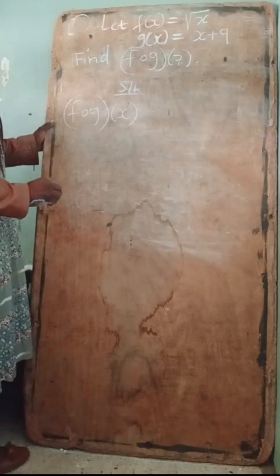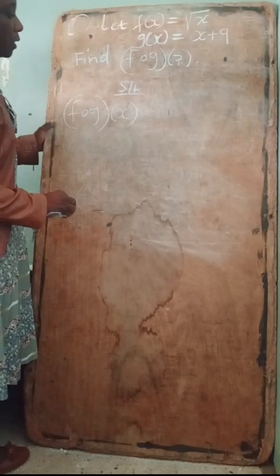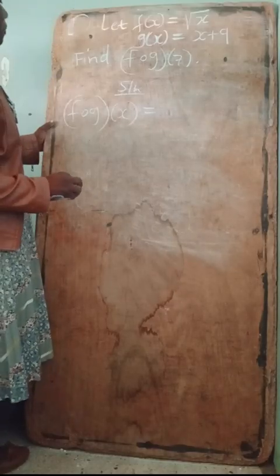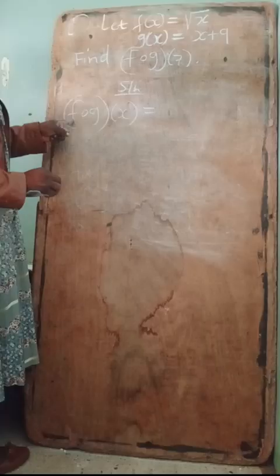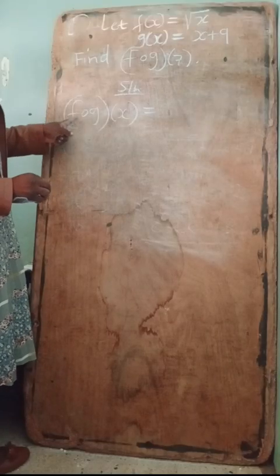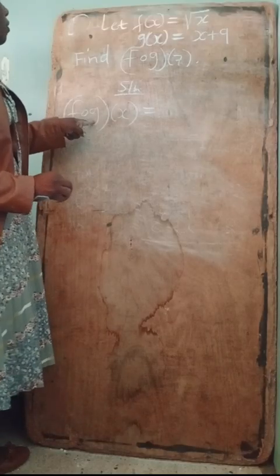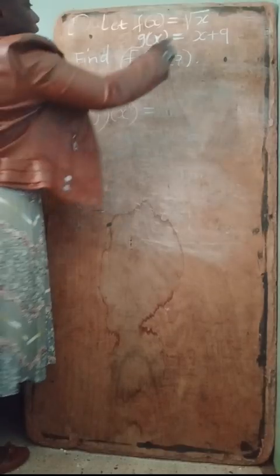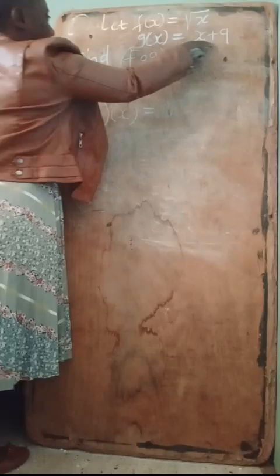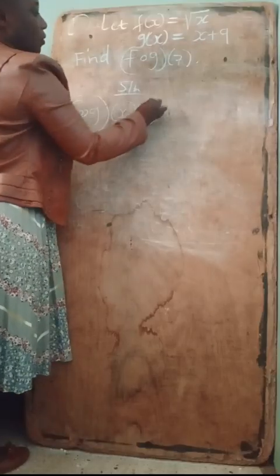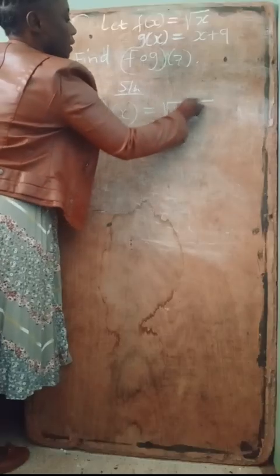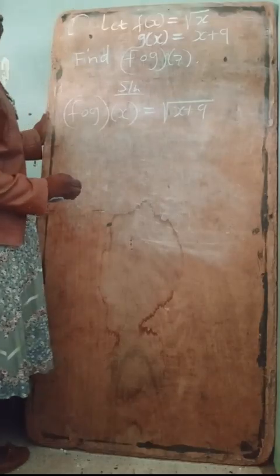Okay, we should first find f of g of what? Of x. So how do we find f of g of x? We are replacing where there is x in the function of f. We are replacing with a function of what? Of g. So here we are putting this function. So it will be the root of x plus 9.